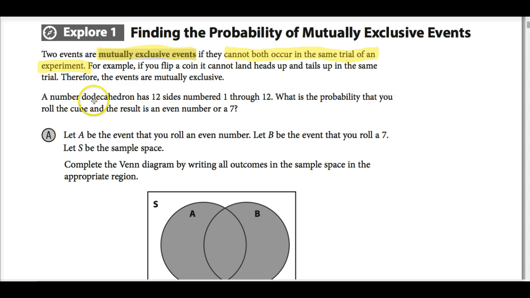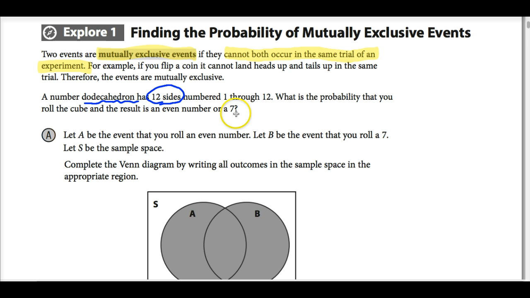Okay, so a number of dodecahedron, I don't know if I read it correctly, but anyway, do you know what that is? It's kind of like a dice, but then it has 12 sides, okay? Because a dice is a cube, a dodecahedron has 12 sides, okay? And so each side is going to be numbered 1 through 12. What is the probability that you roll the cube and the result is an even number or a 7?